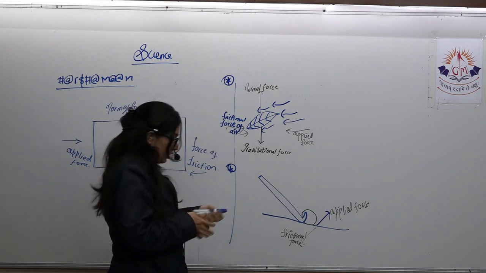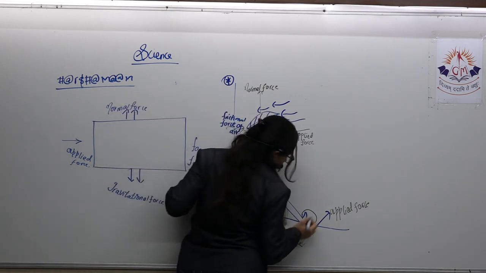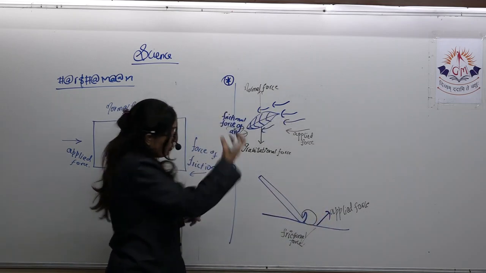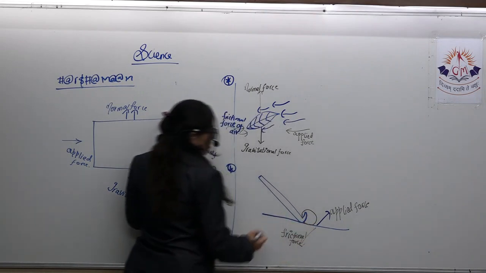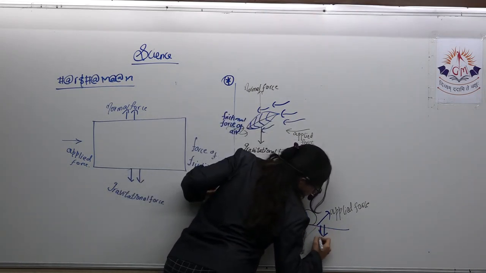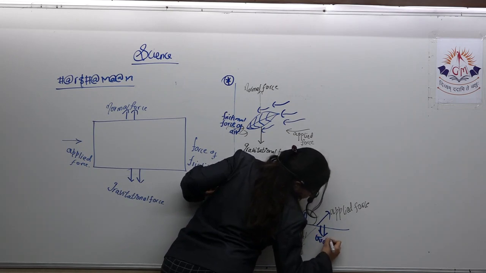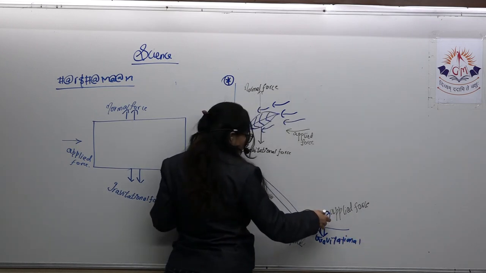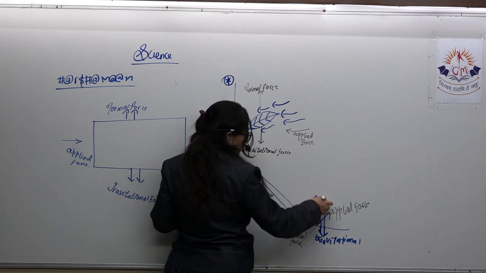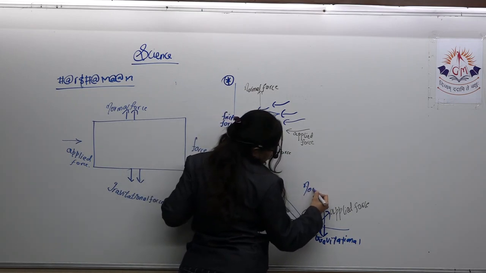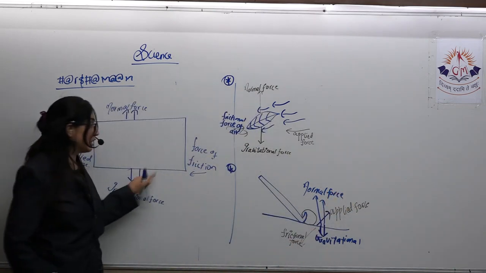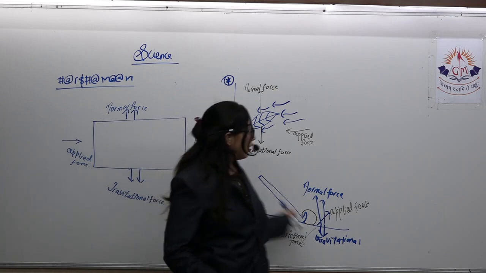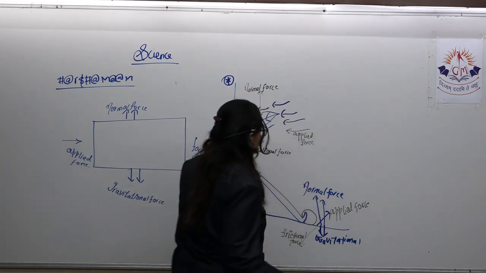On any object, the Earth is pulling. All the objects are on the Earth, so Earth will try to pull it in the downward direction. So this is how the gravitational force will act. And opposite to it will be the normal force. On this concept, you have to try to find this out.